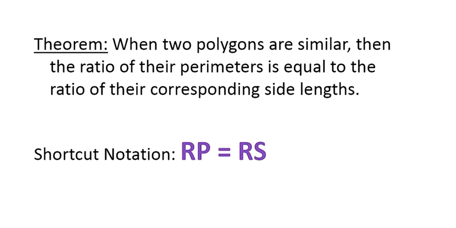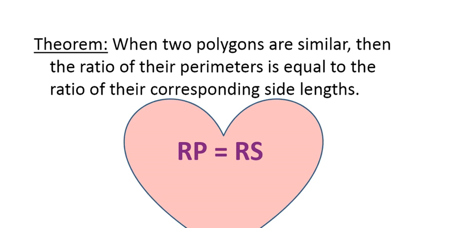I'm going to use a little bit of shorthand notation to notate this on my paper. I'm going to use RP to represent ratio of the perimeters and RS to represent ratio of the sides. Now this again is a big key idea, and one that although you don't need to love, you do need to memorize and know by heart. The ratio of the perimeters is equal to the ratio of the sides.